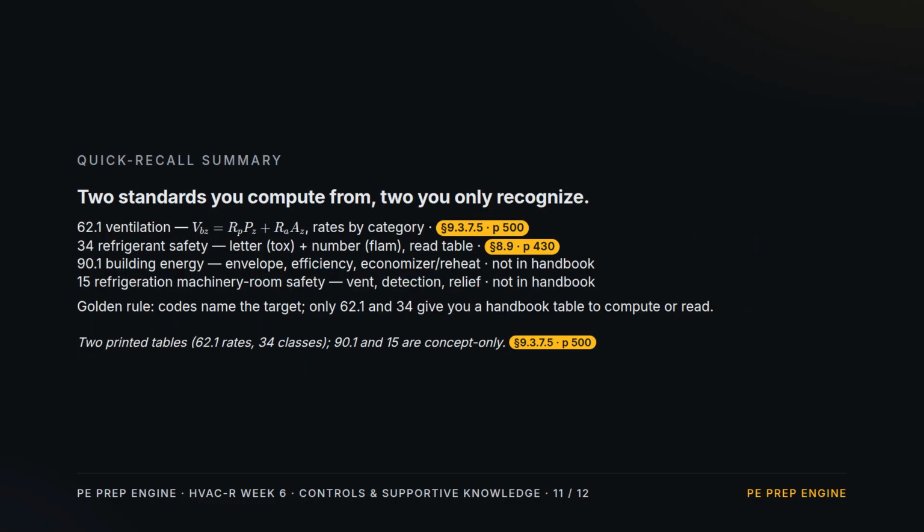Quick recall. 62.1 governs ventilation. Breathing zone air is the per person term plus the per area term, rates by category. 34 sets the refrigerant safety class, a toxicity letter, and a flammability number you read off the table. 90.1 governs building energy, and 15 the refrigeration machinery room, but neither is in the handbook. Golden rule, codes name the target, and only 62.1 and 34 give you a handbook table to compute or read.